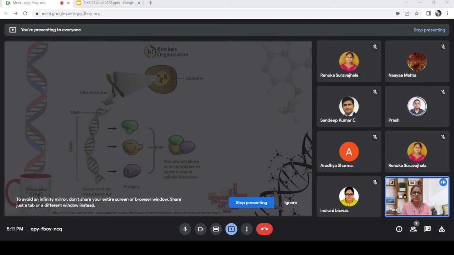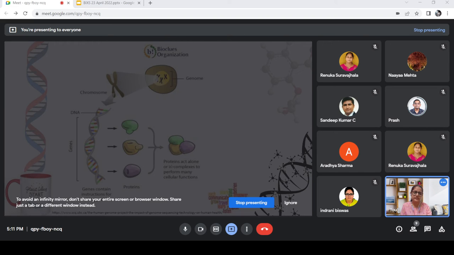As I told, this DNA is very compactly built on the chromosome which is present in the nucleus of a cell. This DNA is a very long stretch of nucleotides where specific genes are present. These genes contain instructions for making proteins. Further, these proteins may function individually or in coordination with other molecules and proteins to perform functions.